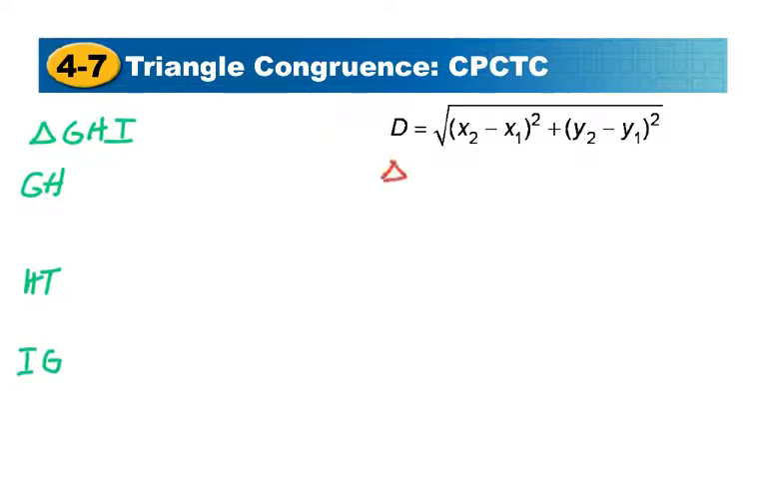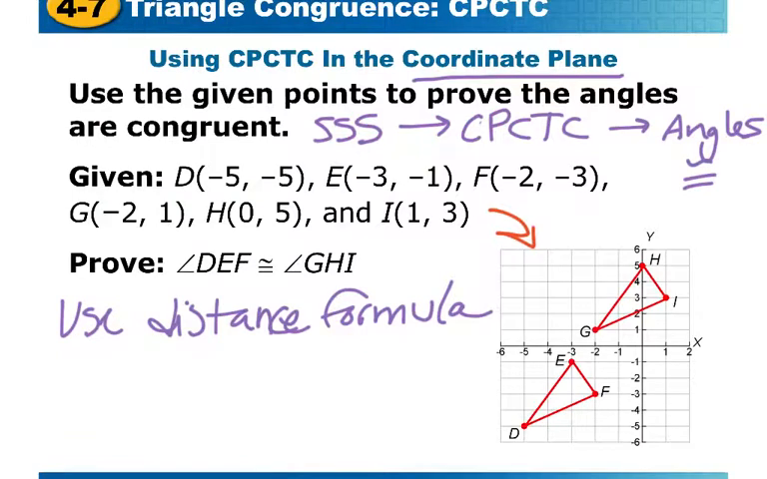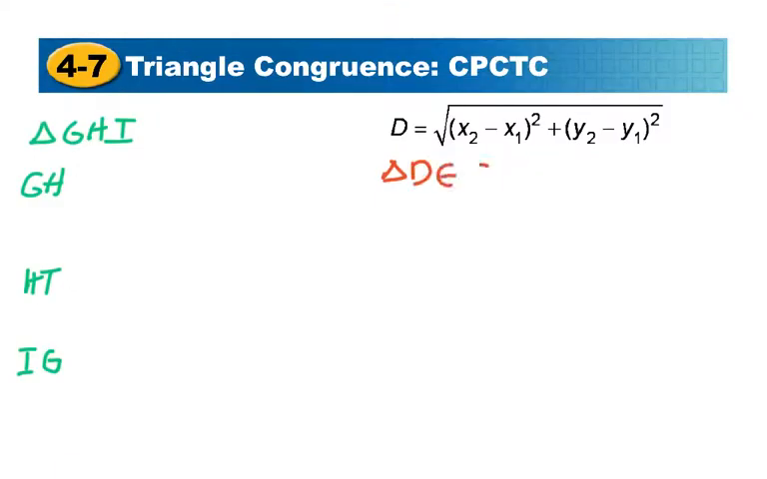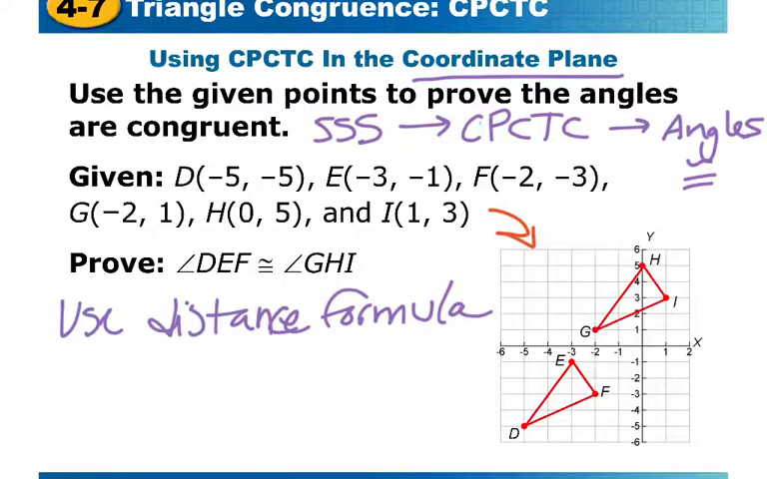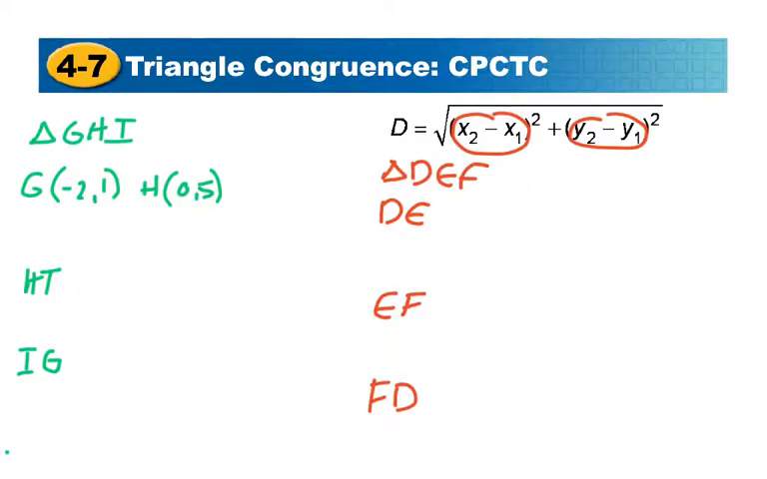And then we also have the other triangle, which is DEF. In that triangle we have side DE, side EF, and side FD. We need to find each of these lengths. So how would we go through and do that? Well, we're going to take each of the coordinates of those two points and subtract them. So to find GH, we use G, which is (-2, 1), and H, which is (0, 5).